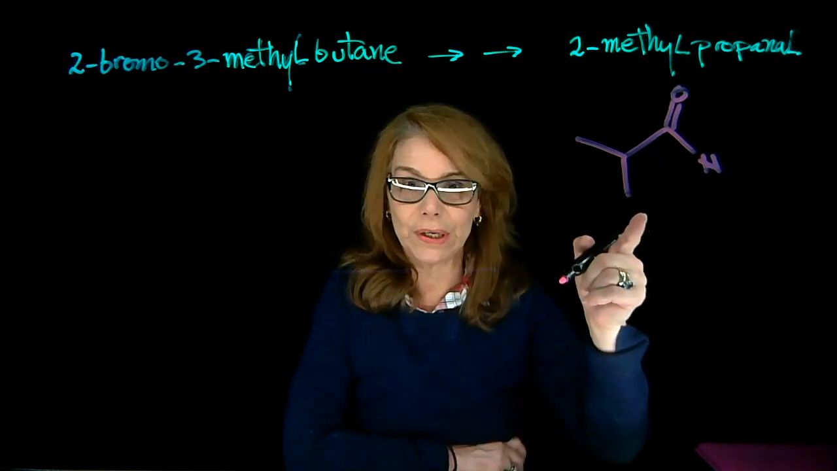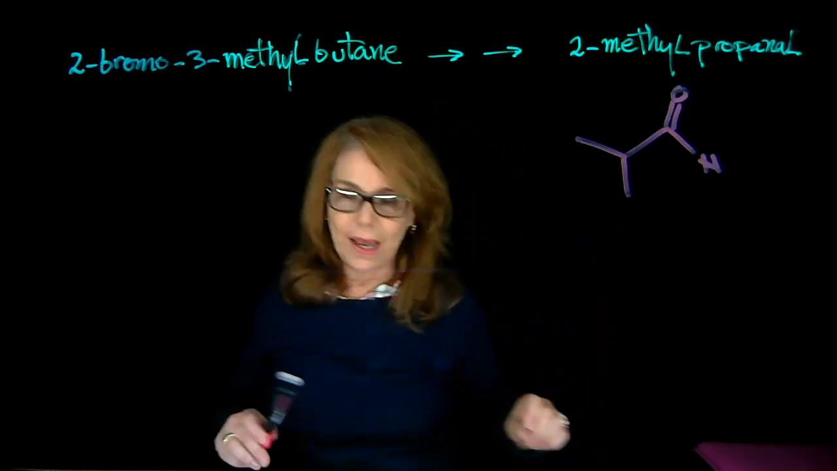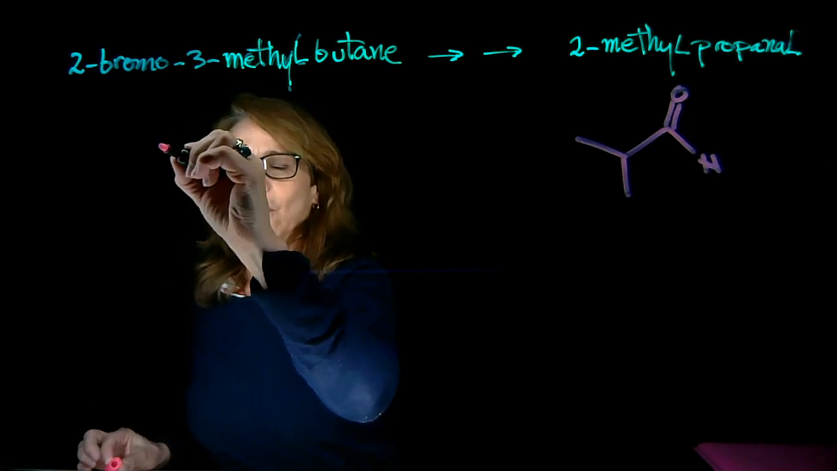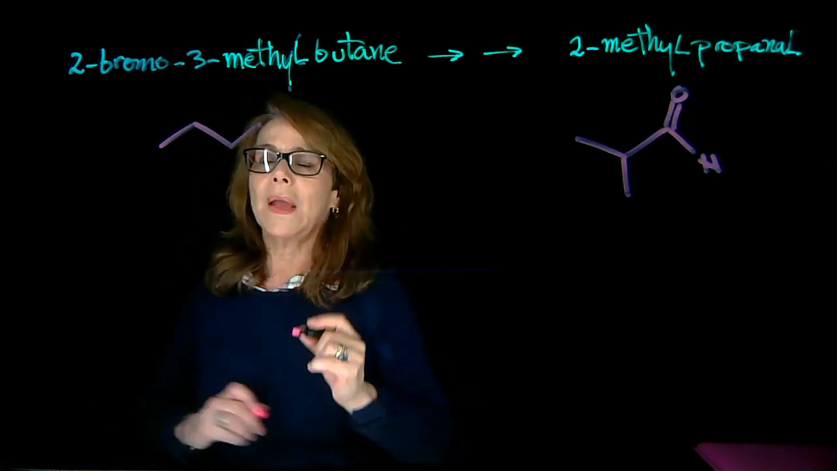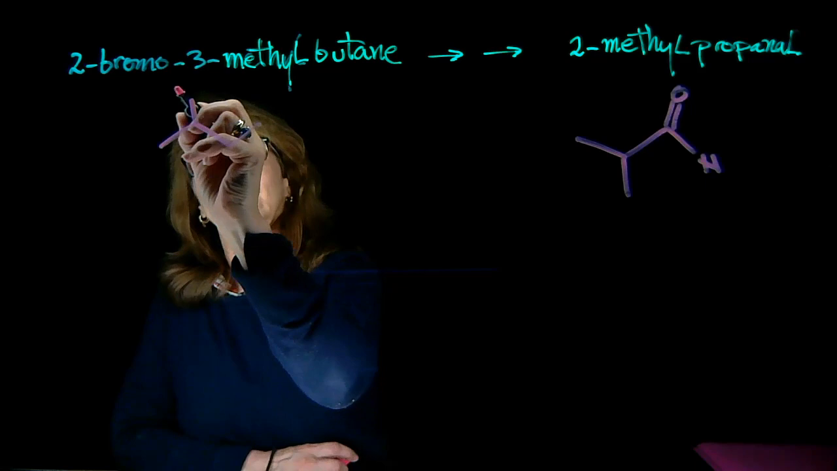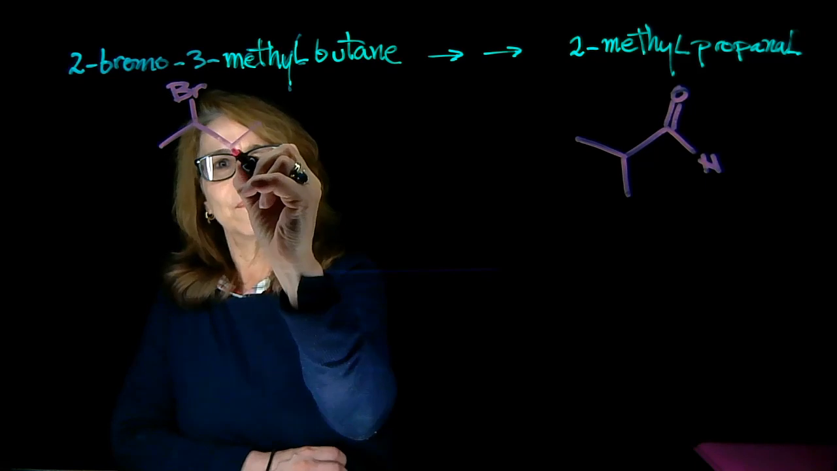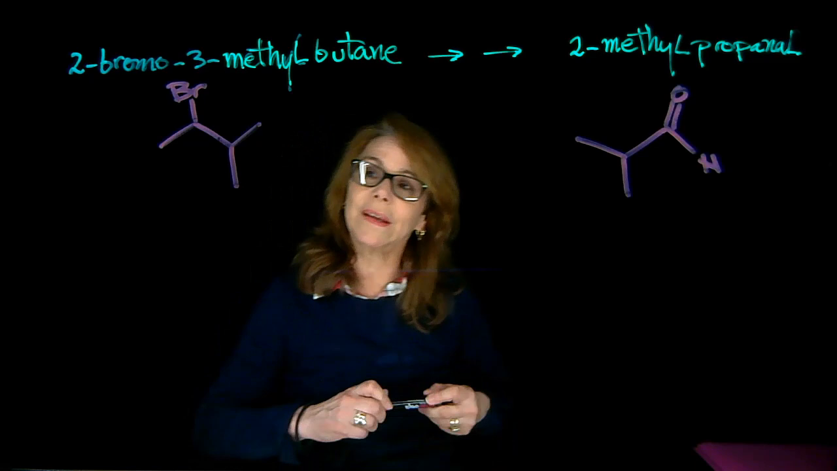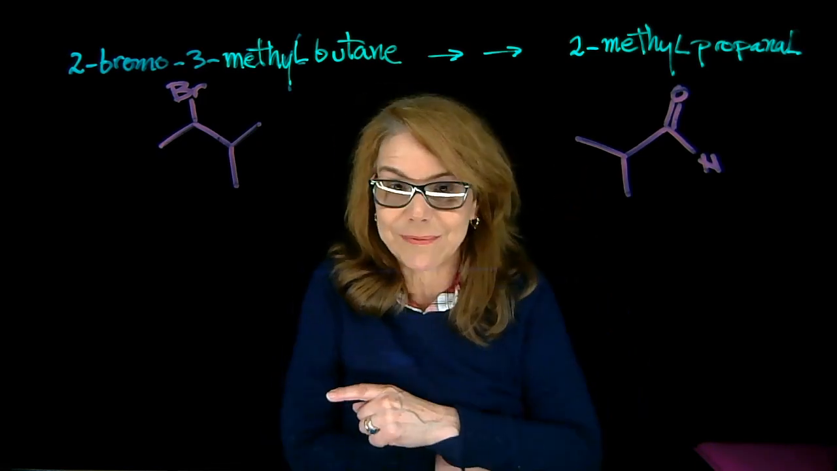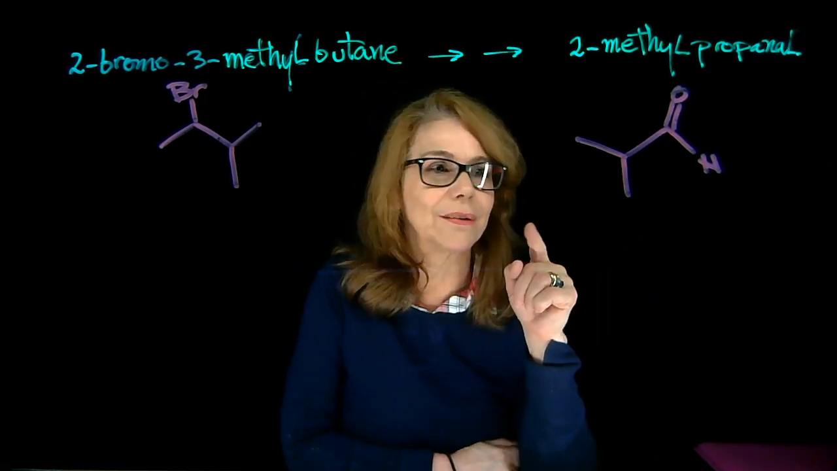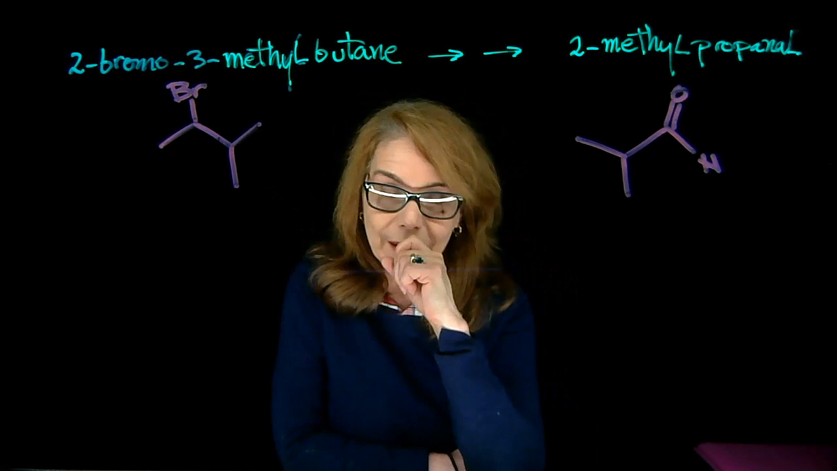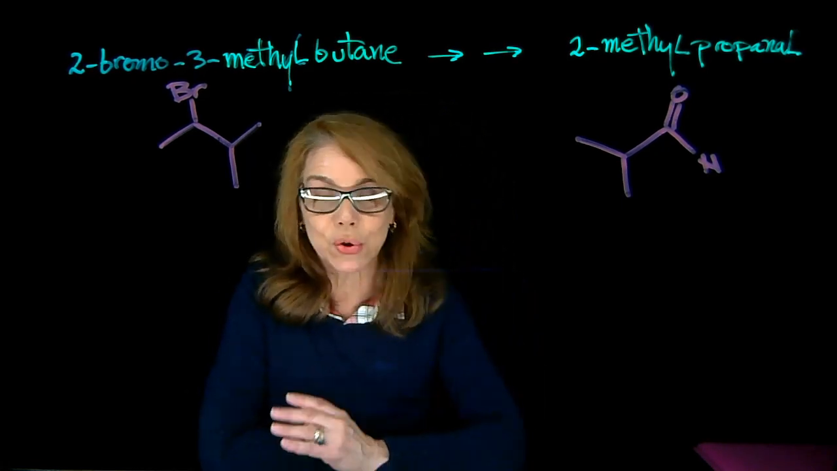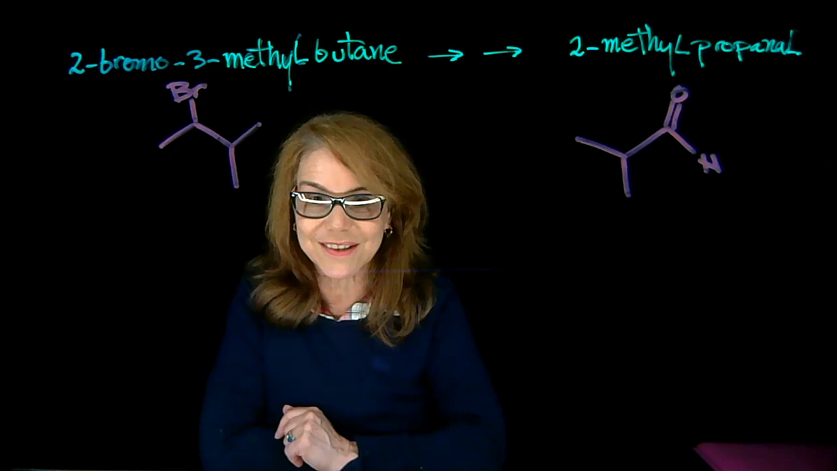So we have 3 carbon atoms. And now let's see what we have here. We have butane, and 1, 2, 3, and 4. And so it says 2-bromo, 3-methyl butane. And so what we see here is that we have fewer carbons. We have here a total of 4, and here we have 5. So we need to have a strategy to cut this molecule and make it smaller.